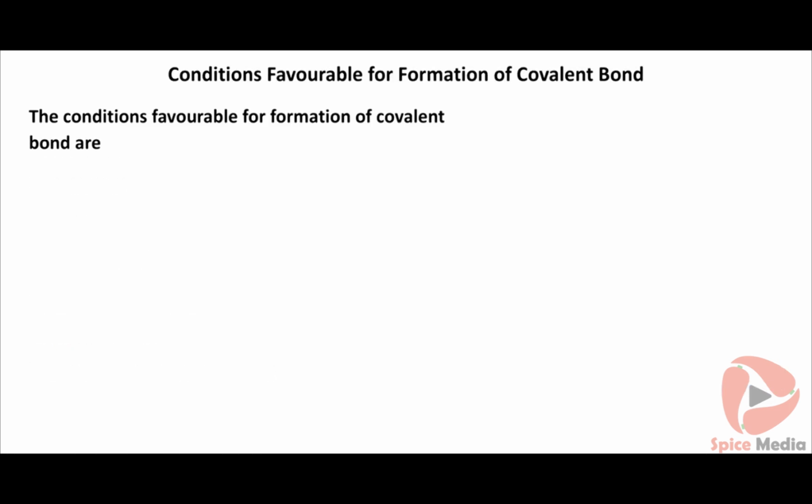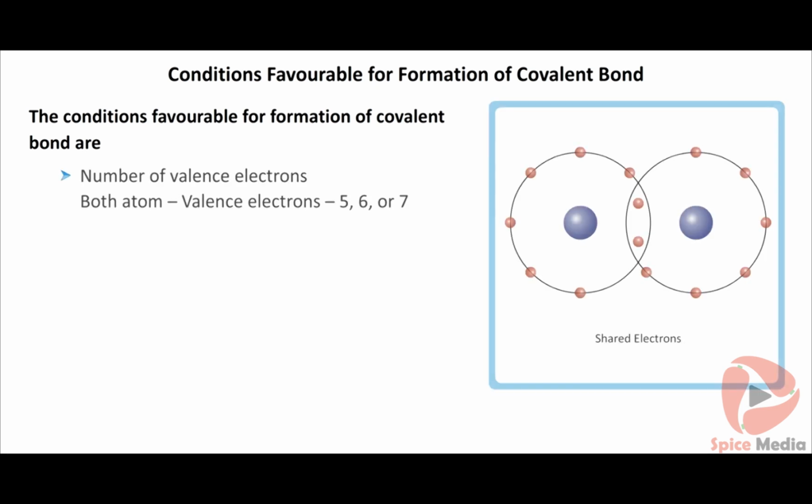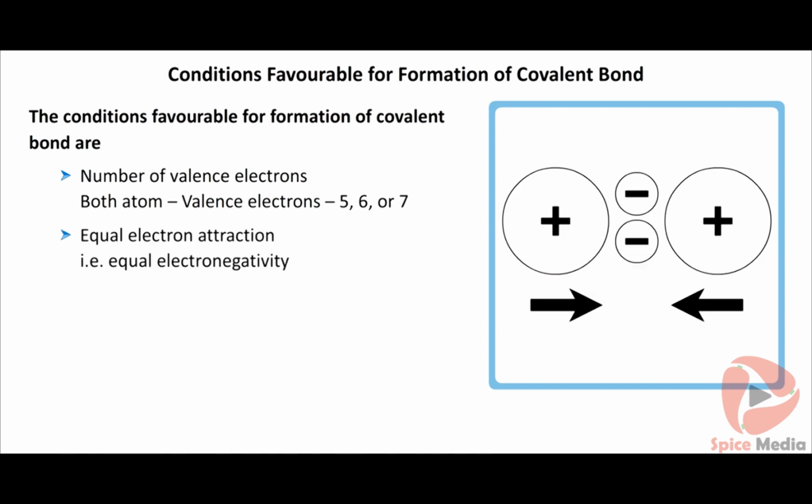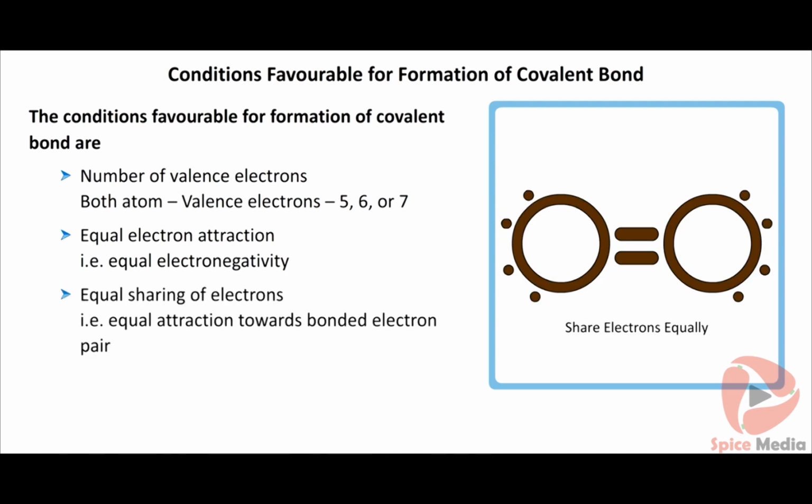Now each outer shell has 8 electrons. The conditions favorable for formation of a covalent bond are: the number of valence electrons. Each of the combining atoms A and B should have 5, 6 or 7 valence electrons, so that both the atoms achieve the stable octet electronic configuration by sharing 3, 2 or 1 electron pair. Equal electron attraction: both the atoms A and B should exhibit nearly equal attraction towards the bonded pair of electrons, that is, equal electronegativity. Equal sharing of electrons: both the atoms A and B should have nearly equal attraction towards the bonded electron pair. Multiple bonds enable more atoms to achieve an octet electronic configuration.